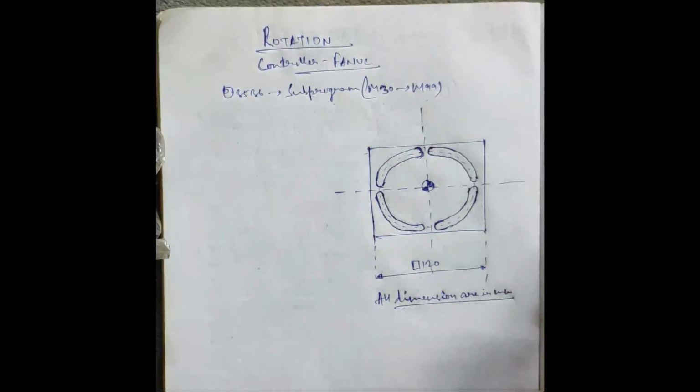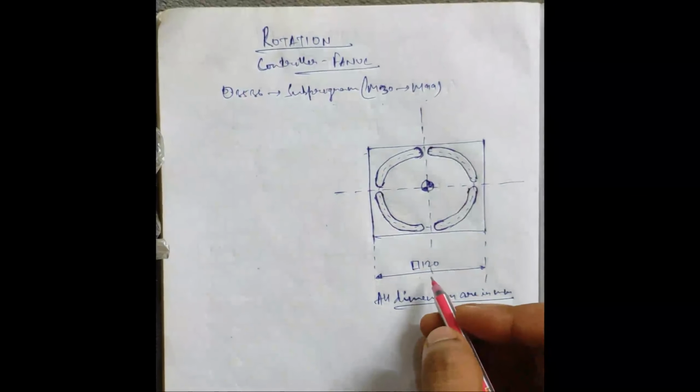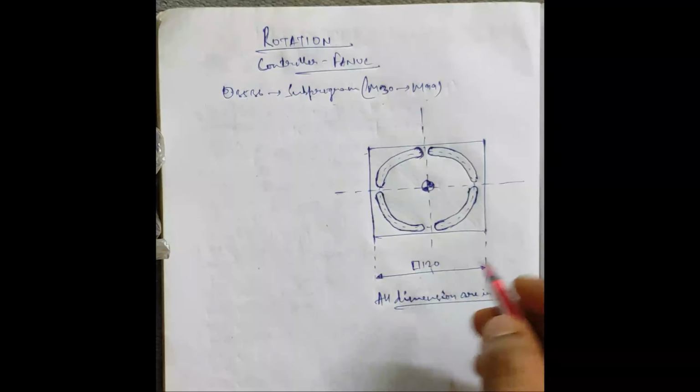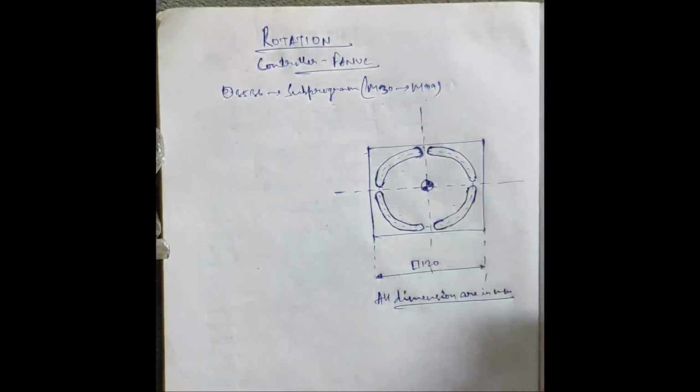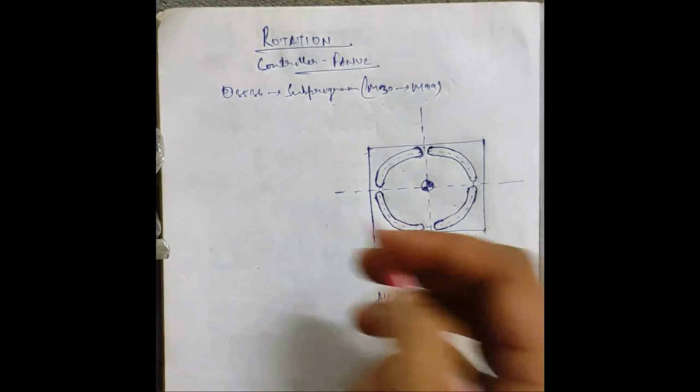So this is a raw material of dimension 120 cross 120. This is the first profile, which we will put again in this box, then again this, then again this. So let's begin the program.